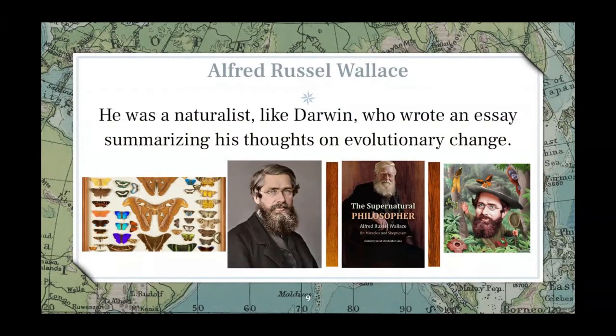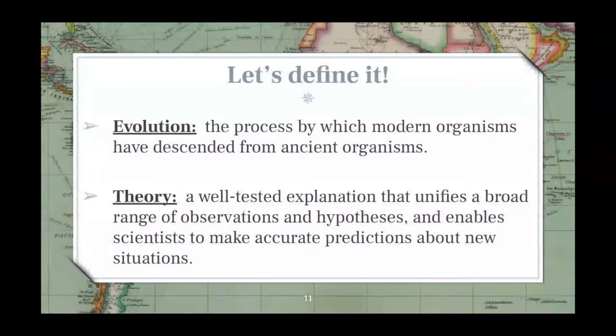Alfred Russel Wallace was a naturalist, like Darwin, who wrote an essay summarizing his thoughts on evolutionary change. The main thing that we don't usually see or hear about him very much is that although he was a contemporary, in other words, he was around the same time as Darwin and was doing his research, just happened to be on insects instead, Darwin got his work out first. And so Darwin ended up being able to publish, and because of that, first come, first served, Darwin became the father of evolution. But Alfred Russel Wallace also provided really good information that helped support it.